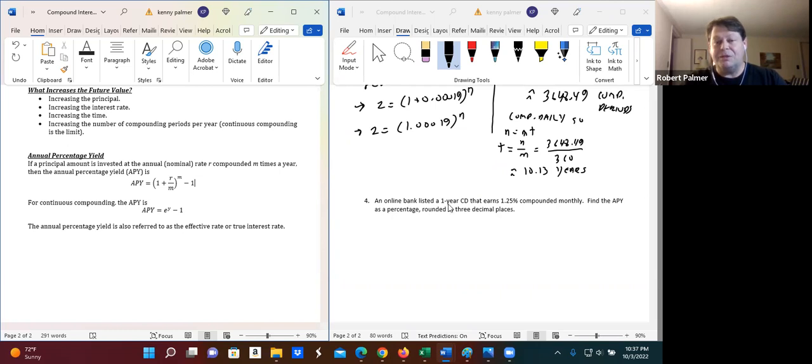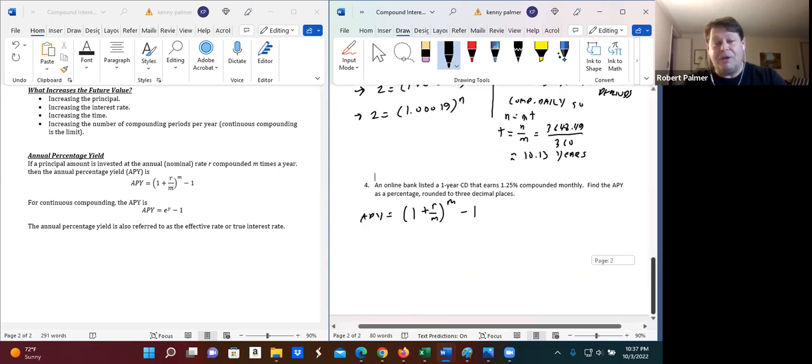An online bank listed a 1-year CD at 1.25% compounded monthly. Find the APY as a percentage rounded to 3 decimal places. Okay, so here's our formula. Let's write this down. APY, annual percentage yield, is equal to 1 plus R over M, all raised to the M, minus 1. You could also write i if you want.